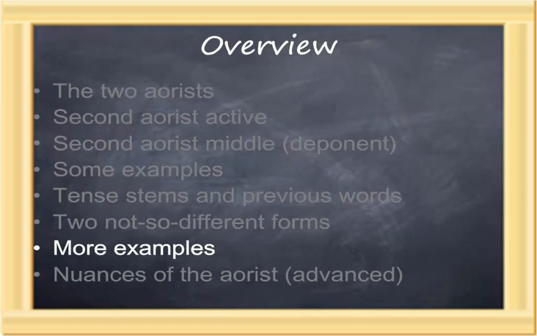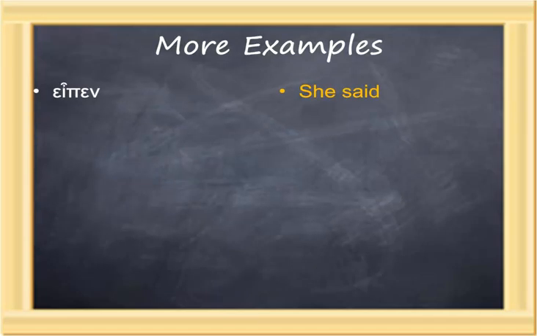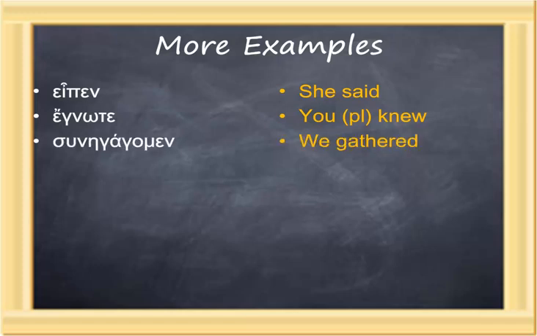Let's try a few more translation examples. Eipen is third person singular of the aorist from lego. She said. Egnote, ignore the omega, notice the te, and it's easy to translate this form as you plural knew. The aorist of ginosko. Sunegagomen is the first person plural of sunago, aorist form. We gathered.